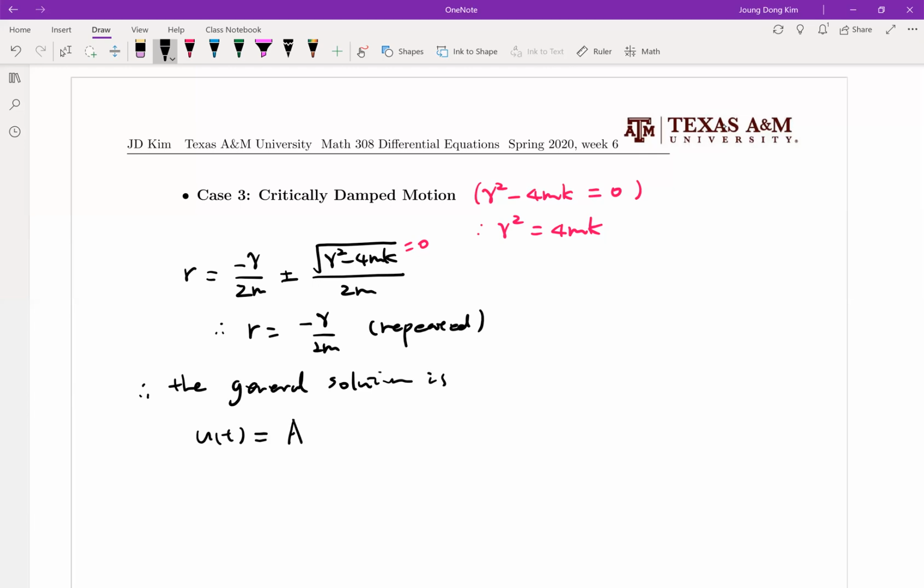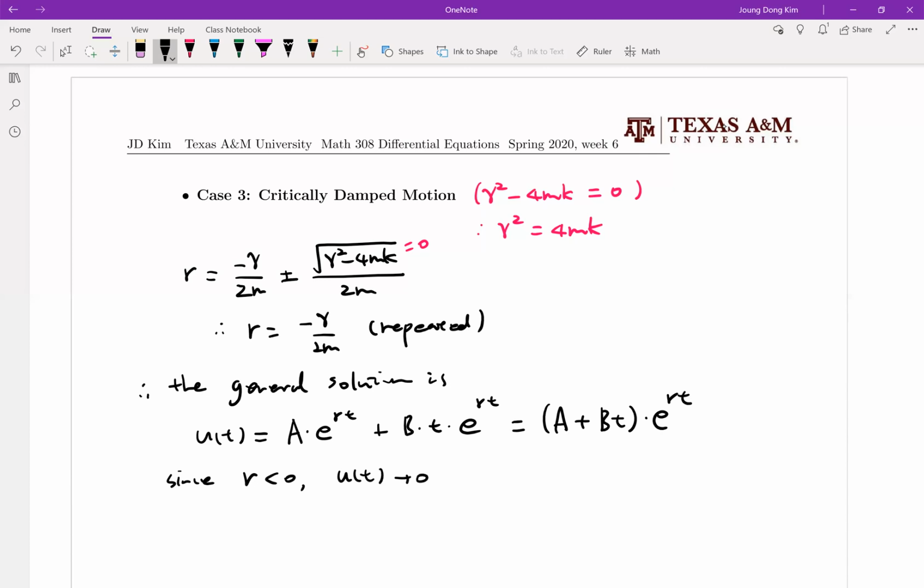Then the general solution is a times e to the rt, and the second term must be b times t times e to the rt, right? And we can just write this as (a plus bt) times e to the rt, okay? Again, look at your r. As I told you, gamma and m are positive, so your r is negative, right? And since r is negative, u(t) goes to 0 as t goes to infinity. That's a really obvious thing, right?